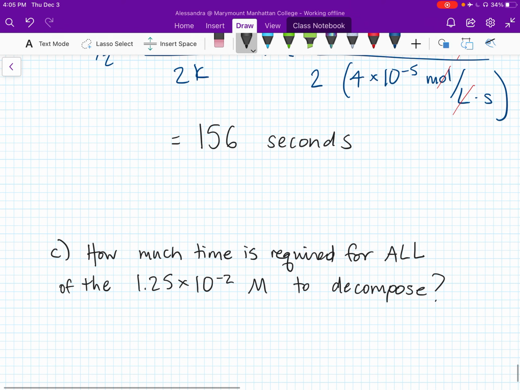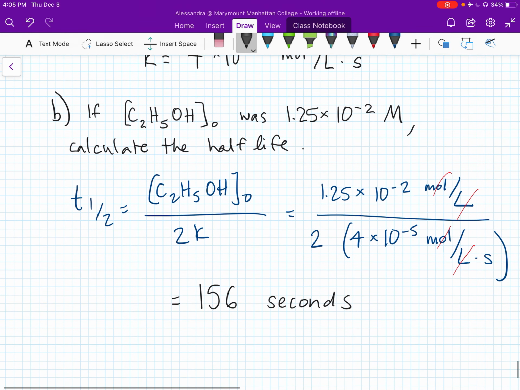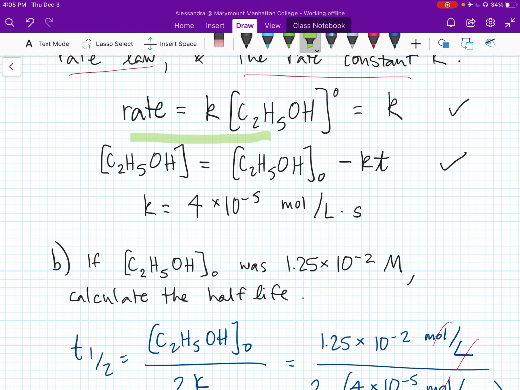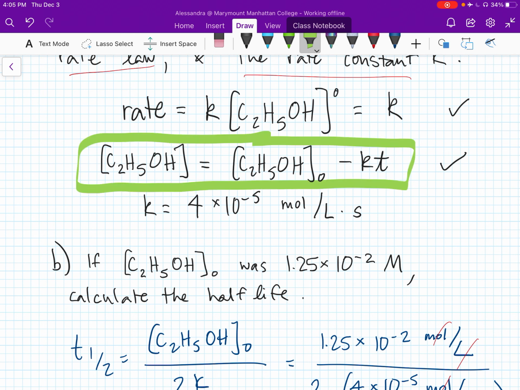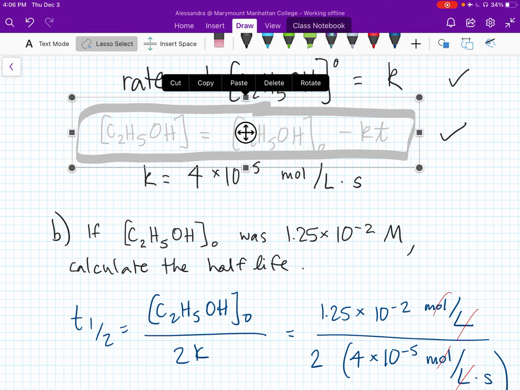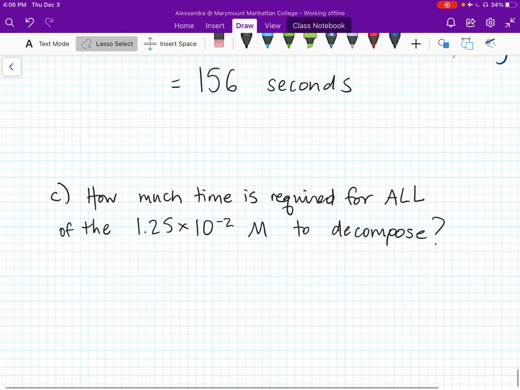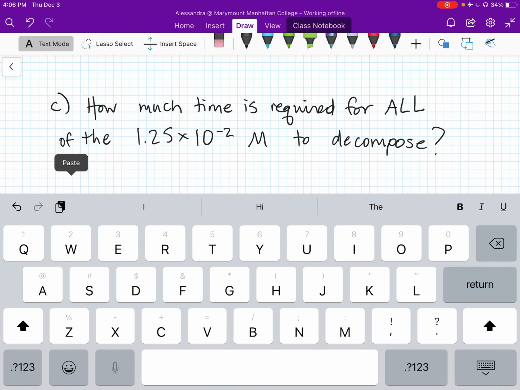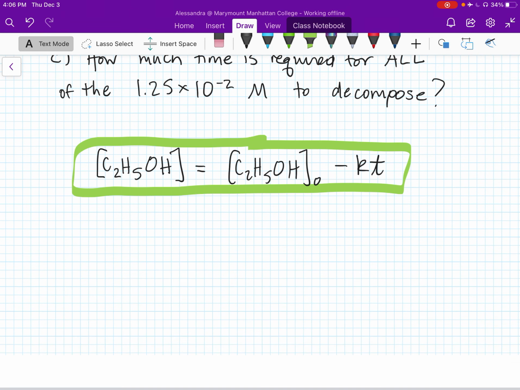Finally, how much time is required for all of the 1.25 times 10 to the minus 2 molar ethanol to decompose? And here, I'm going to need my integrated rate law that I wrote down for part A. Okay, I can use that integrated rate law to solve this problem. I'm going to just select this and copy it and bring it down so that we can use it for this problem, and plug in the numbers. So what do we plug in?